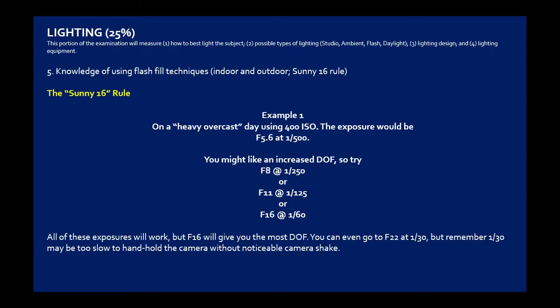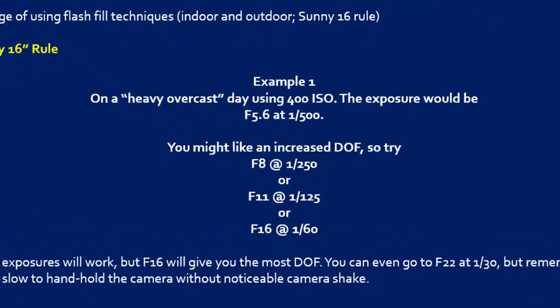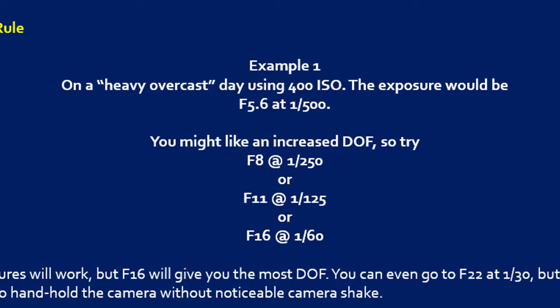Here's an example of photographing on a heavy overcast day using 400 ISO. The starting exposure would be f5.6 at 1/500th according to the Sunny 16 rule. But you might like to increase your depth of field, so you want to move from f5.6 to f16. Can we do that? Of course we can. Following through the equivalent exposures, f5.6 at 500 is equal to f8 at 250, or f11 at 125, and f16 at 60. Remember, the lens openings are getting smaller, so the shutter speeds have to get slower.